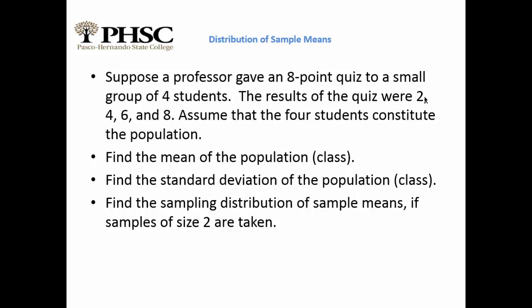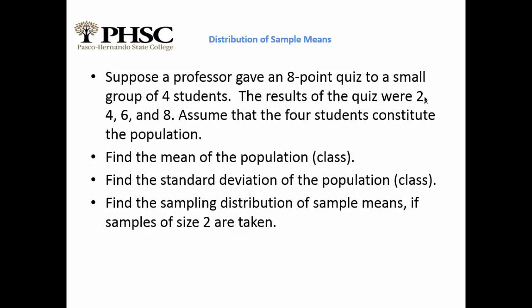So here's an example. Suppose a professor gives an 8-point quiz to a small group of 4 students. The results of the quiz were 2, 4, 6, and 8. Assume that the 4 students constitute the population. The first thing is we're going to find the mean of the population, which is the class. We're going to find the standard deviation of the population, again, which is the class. And then we're going to find the sampling distribution of sample means if samples of size 2 are taken.